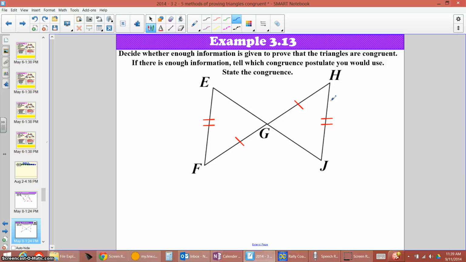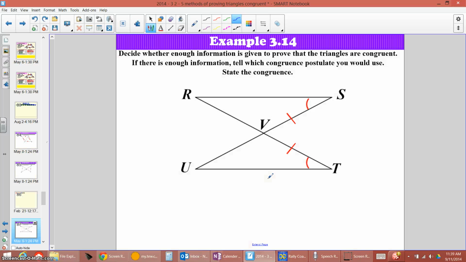Now, if I told you that point V here was the midpoint of EJ, then I could get congruence. I could get side, side, side. But I didn't tell you that. I haven't given you enough information to prove it. So no, there is not enough information.